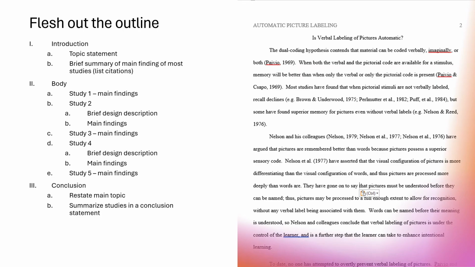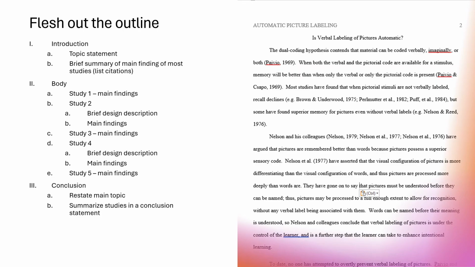The next two sentences are a brief summary of the main findings of most studies. When both the verbal and the pictorial code are available, blah, blah, blah, Paivio and Csapo, 1969. New sentence: most studies have found, blah, blah, blah. And now we have a string of three articles that all found that same thing. I wanted to direct your attention to how to do that. This will probably be something that you might do in your introduction paragraph. So I want you to see the structure.